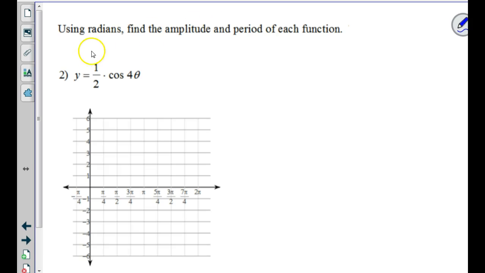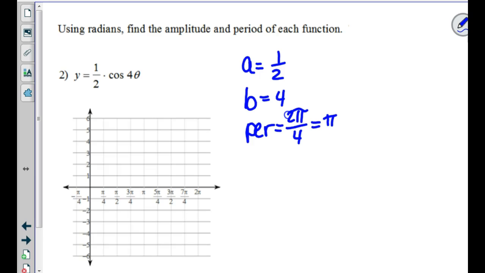What's going on here? Is this right, or does yours have a negative somewhere? Some of the questions I changed. That's right, okay. So the amplitude is, which is disgustingly tiny on this little graph paper. B is 4, so the period is what? Yeah, 2 pi over 4, which would be pi over 2.